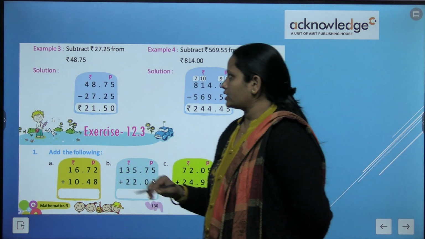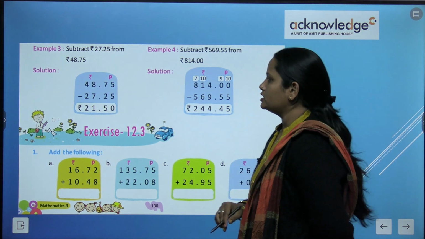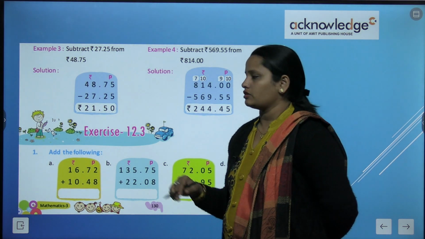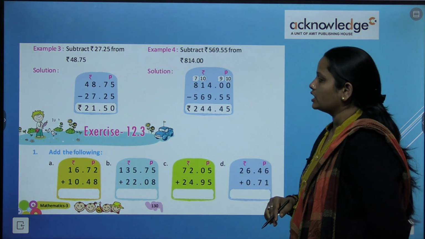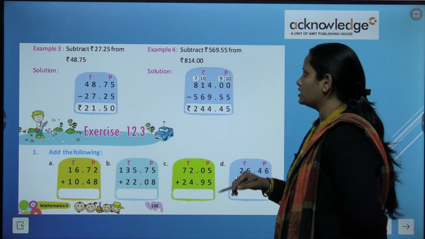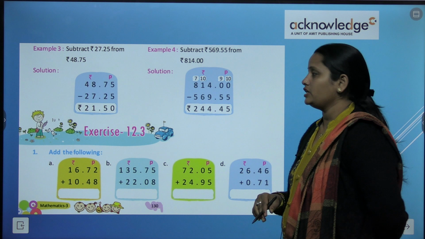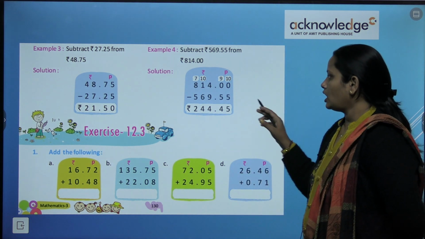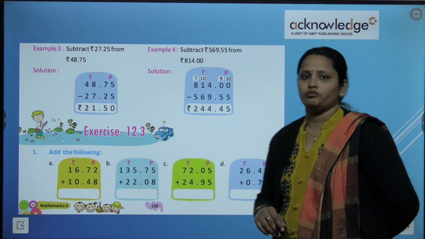Now let's subtract the given money. So we have to subtract 48 rupees and 75 paisa and 27 rupees and 25 paisa. On subtraction we get 21 rupees and 50 paisa as the answer. We have to subtract 569 rupees and 55 paisa from 814 rupees. Now on subtraction we get 244 rupees and 45 paisa.